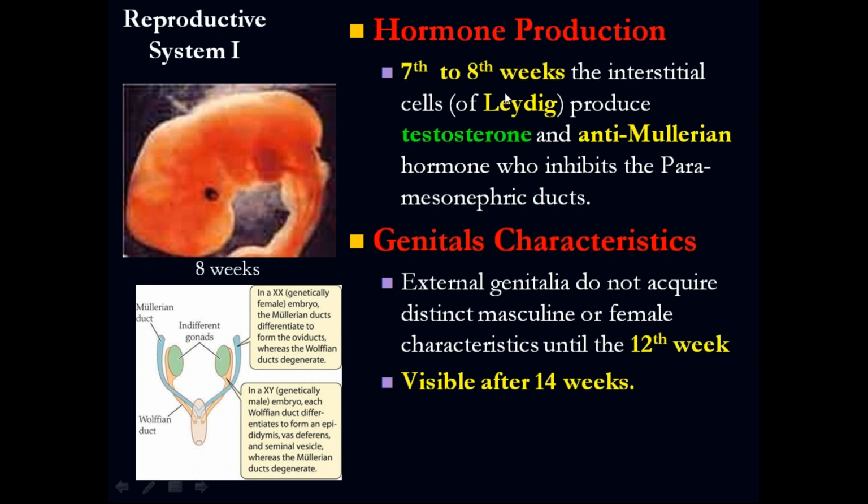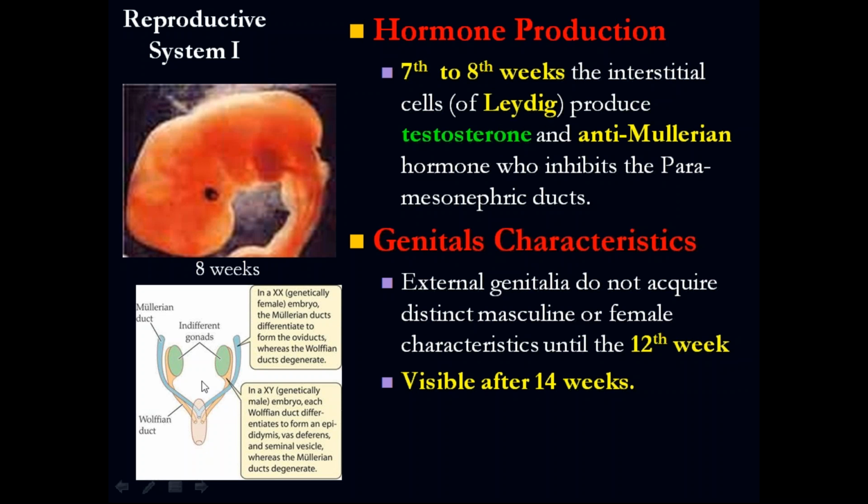And the Leydig cells are one of the two cells, the Sertoli and the Leydig, that we are going to see in the next slides. And the Leydig is the one who produces testosterone. So a way to remember this: ladies like testosterone. So Leydig produces testosterone, and at the same time, these Leydig cells are going to produce the anti-Mullerian hormone.